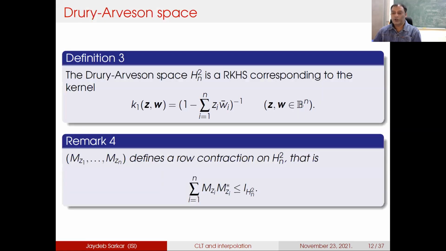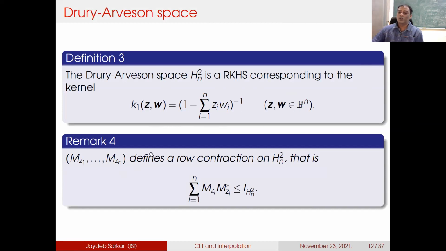There is a groundwork to get into our business. Of course, it's defined, but for the sake of completeness, the Drury-Arveson space H^2_n is a reproducing kernel Hilbert space corresponding to the kernel K_1(z, ω) = 1 − ⟨z, ω⟩, the inner product in Euclidean space of z and ω, as long as z, ω belong to B_n.